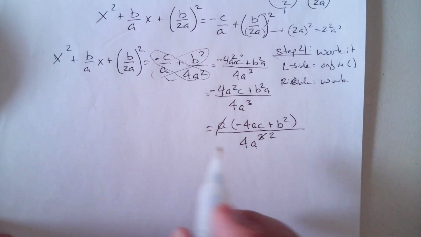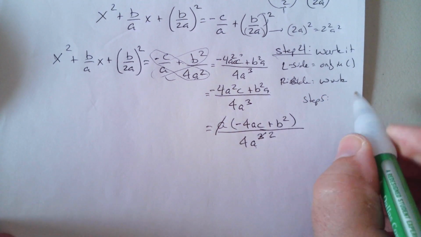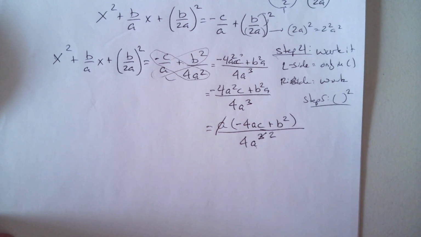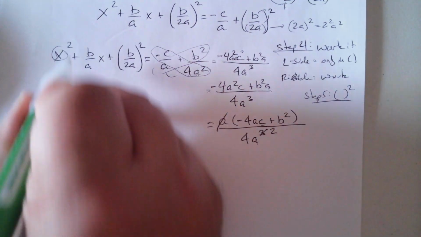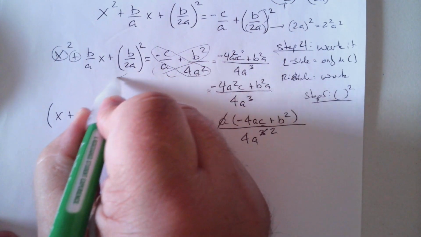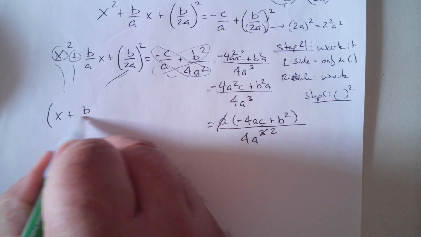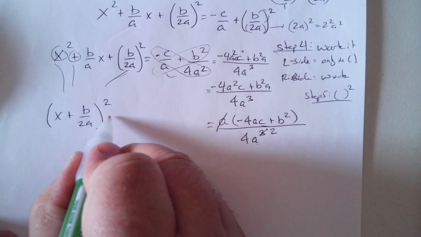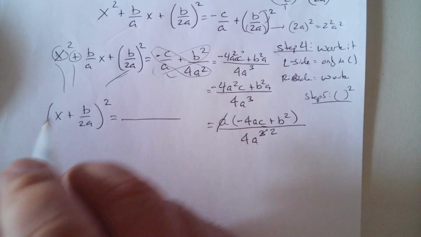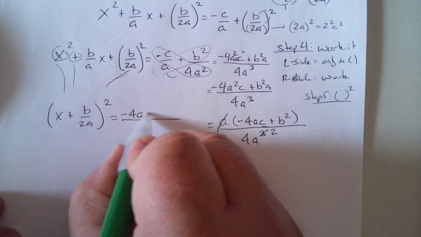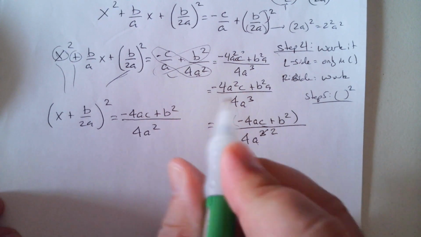Okay, step 5. Put it in, complete the square. So I have the first term, the first sign, and the last term, whatever's under the squares. So x plus b over 2a squared equals this entire monstrosity, negative 4ac plus b squared over 4a squared.